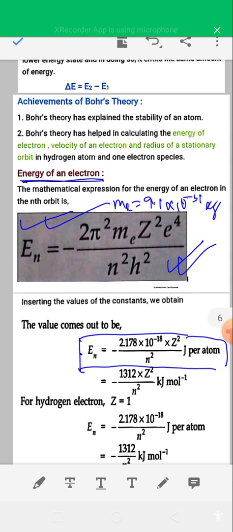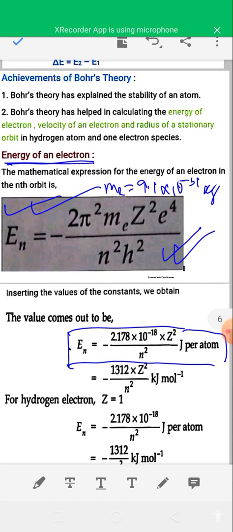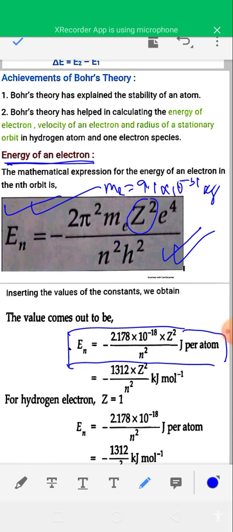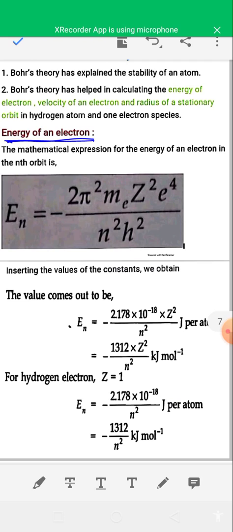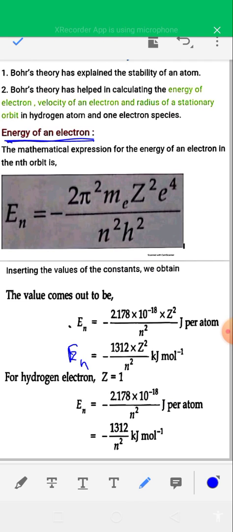As Z and n are the two variables and the others are constant, after putting the values of these constant quantities, you get the energy En equal to minus 2.178 × 10⁻¹⁸ × Z²/n² joule per atom. And in kilojoule per mole it is 1312 × Z²/n². In kilojoule per mole, the value of En is equal to minus 1312 × Z²/n² kilojoule per mole.